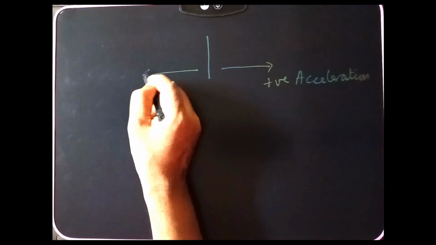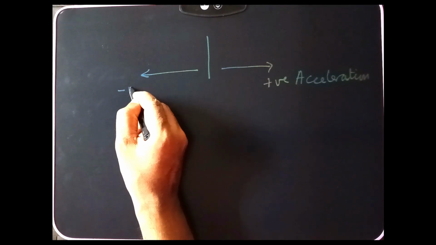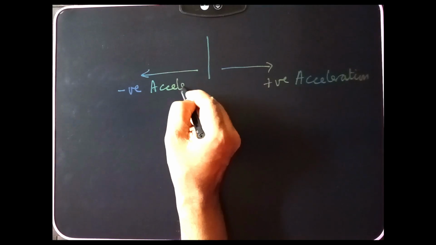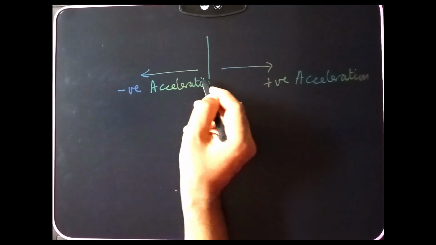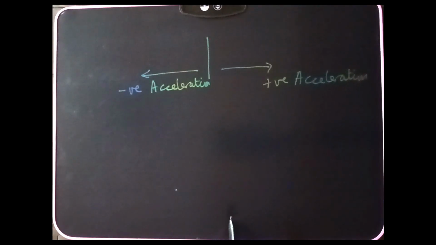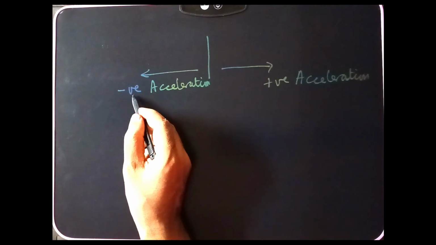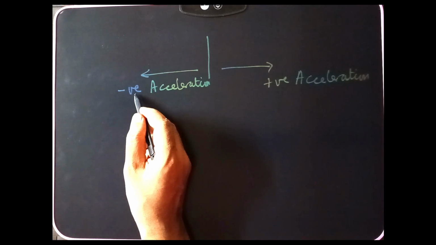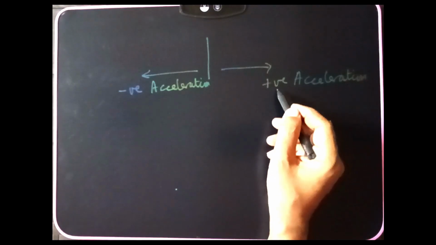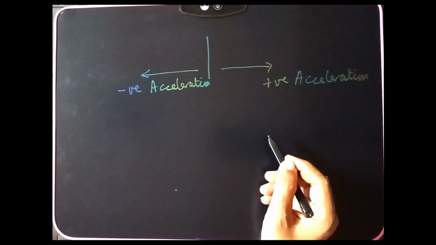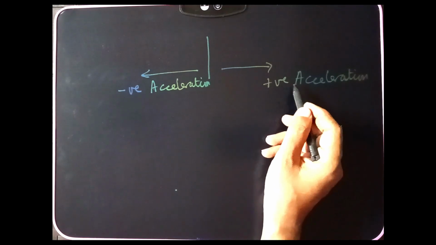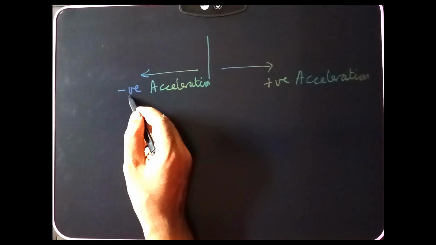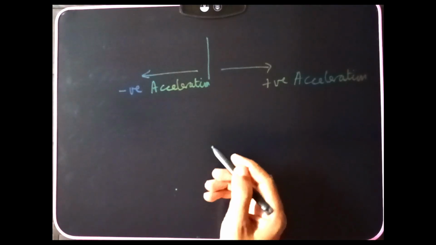If it is on the left side, if it is in the negative direction, then it's called a negative acceleration. Now, does negative acceleration mean slowing down? No. Negative acceleration doesn't mean slowing down. Neither does positive acceleration mean speeding up. This only indicates the direction of the object. Negative only indicates the direction of the object.